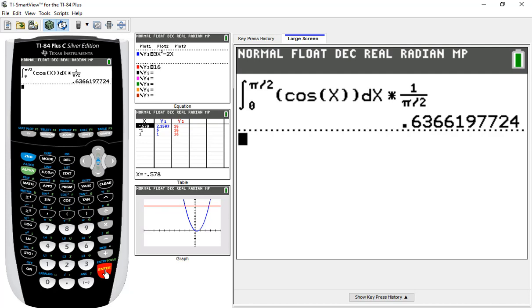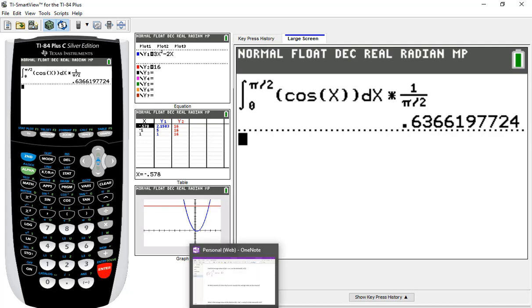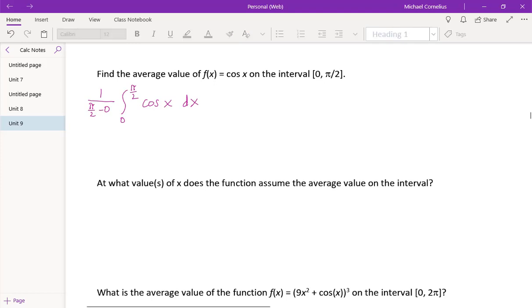Now, one thing I do need to mention here is that when you go to do this, if you're dealing with sine and cosine, your mode needs to be in radians. Mode in radians. All right, and our value here was 0.6366197724. Why do I want all that? Because the very next question says at what value of x does the function assume the average value?